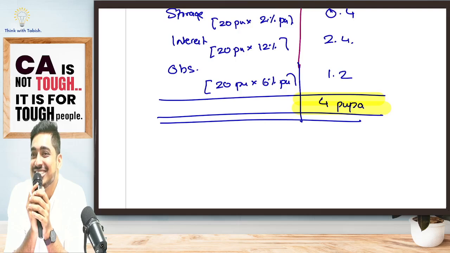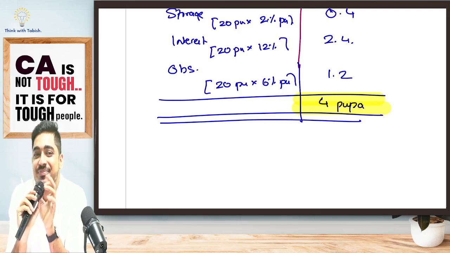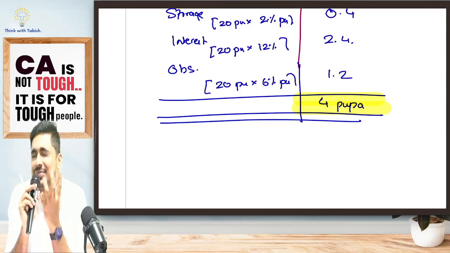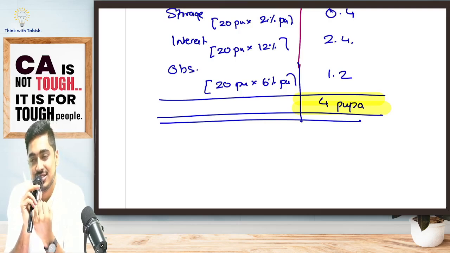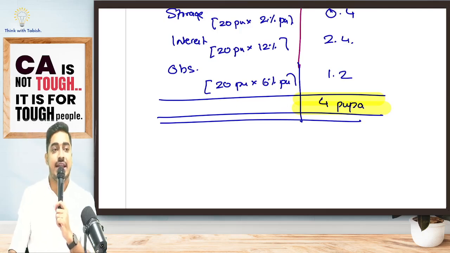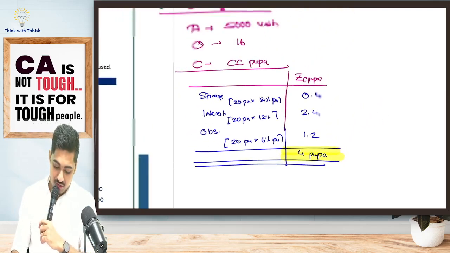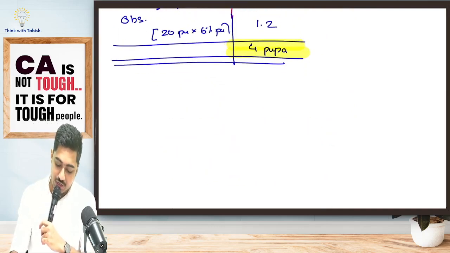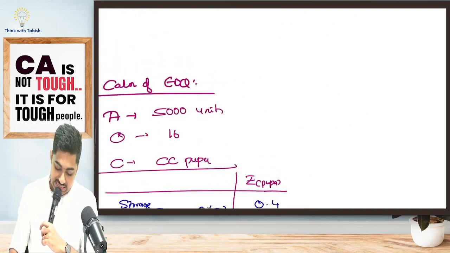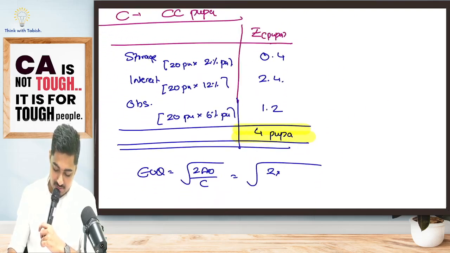Yes or no? Silence. Is this over? Silence. Can we calculate EOQ? Yes or no, everyone? Perfect. So let us calculate EOQ. EOQ is square root of 2AO divided by C, which is square root of 2 into... silence, everyone. Or else I'll solve two more questions and only then stop.